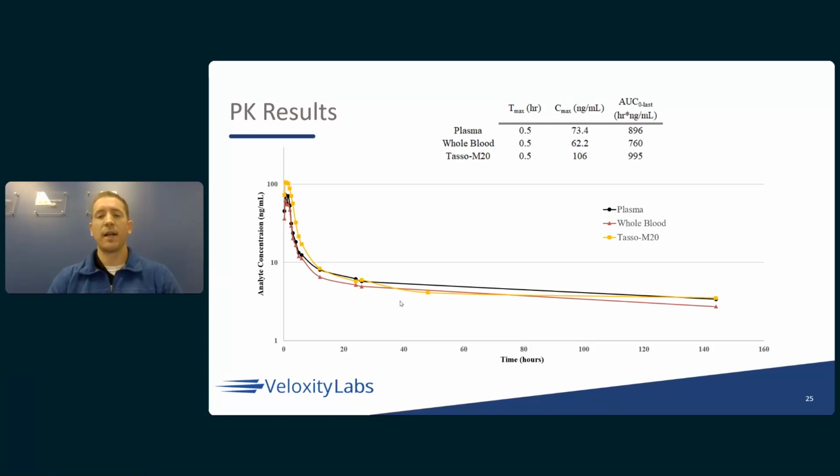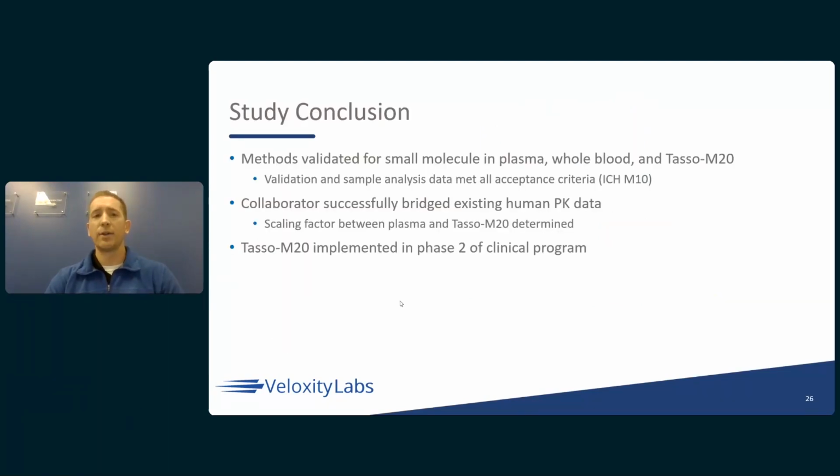So this was, in all efforts, a success. In the conclusion of that study, we successfully validated the methods for plasma, whole blood, and Tasso, and the validation and the sample experiments all met acceptance criteria to be submitted to the FDA according to ICH M10. And I think the biggest thing was the collaborators successfully bridged that study, and they didn't have to redo any of their phase 1 data.